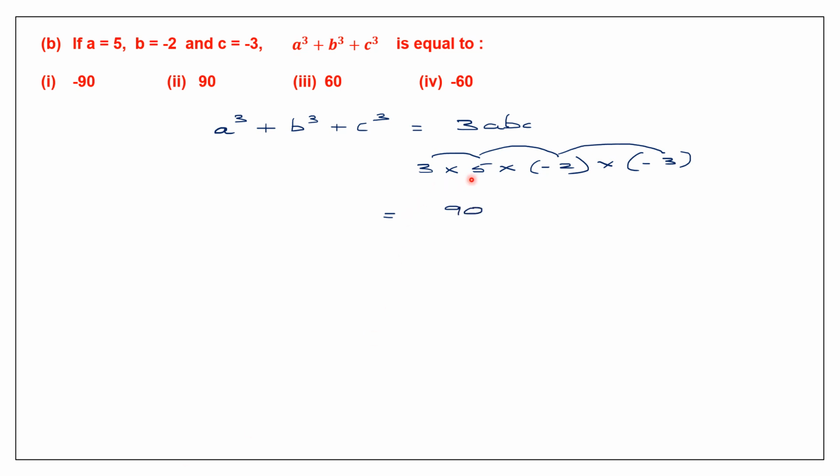Now look at the signs. Here we have plus signs, here we have minus into minus. So minus into minus is plus. So plus 90, or our final answer is just 90. So this is our answer, and that is option 2. So let's look at the options. Option 2, 90 is our answer.